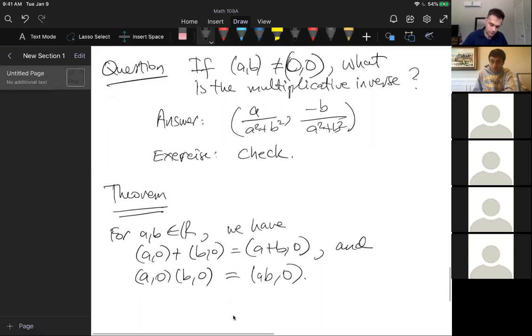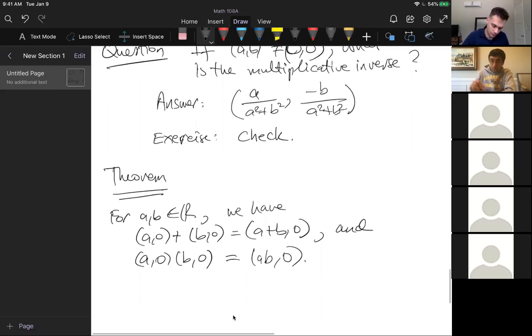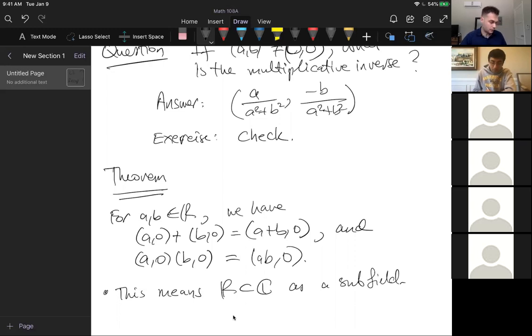Right, and there's nothing really to check here apart from the multiplication law. So this means R sits inside C as a subfield.